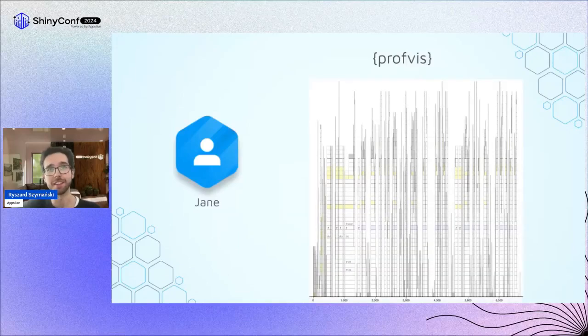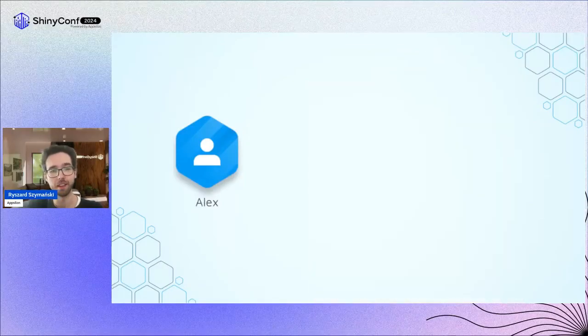Let's move on to Jane. Jane decided to use profvis to profile the slow dashboard and try to find the bottleneck and the exact R function that might be causing the slowness of it. And this is part of the flame graph she got as a result. Jane finds the flame graph difficult to read and sees references to functions she doesn't recall being called in the dashboard. Let's head on over to Alex.